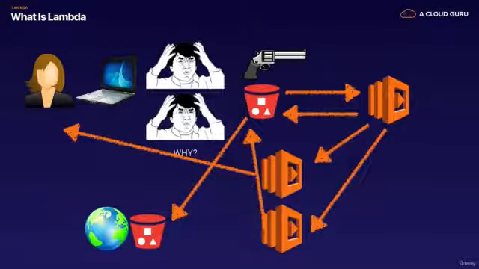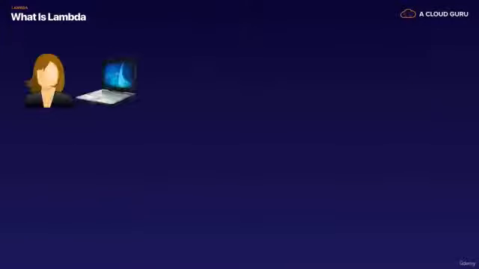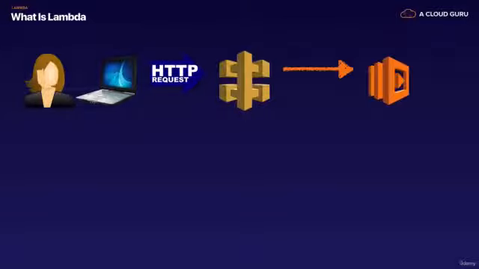The other way Lambda works is as a compute function. So we've got our user, they send an HTTP request to API Gateway. API Gateway then proxies that to Lambda. Lambda will run the code in response to that HTTP request and then send it back to API Gateway. It will send it back to our user.